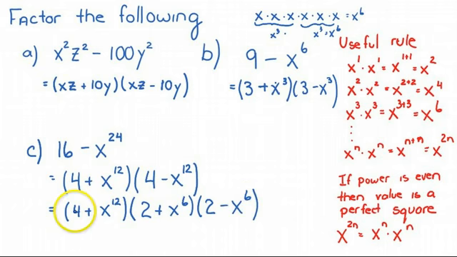And then I look again. 4 is a perfect square, but there's an addition sign here, so I can ignore that. An addition sign here, so I can ignore that. I have a subtraction, but 2 isn't a perfect square, so I'm done.